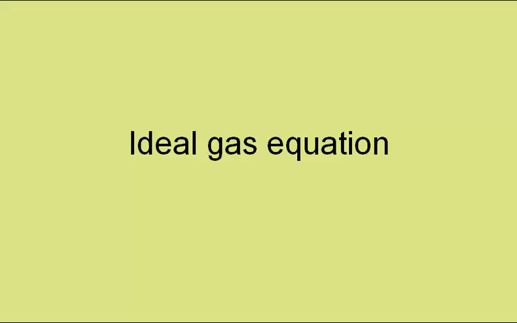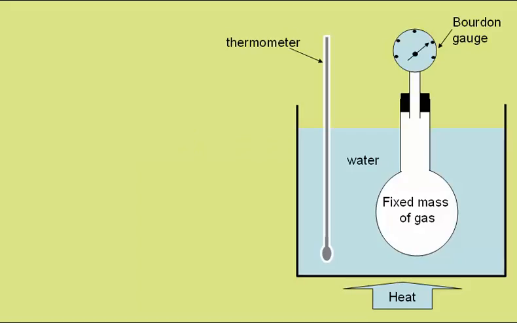The ideal gas equation. We can use apparatus like this to investigate how the pressure of a fixed mass and volume of gas is affected by its temperature. We have a sealed flask onto which is placed a pressure gauge with very little change of volume, and we have the flask in a water bath which we can change the temperature of, measuring with a thermometer.